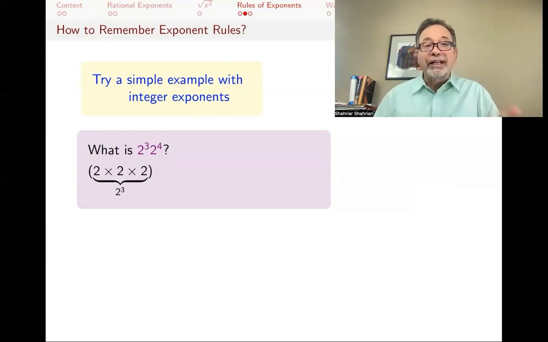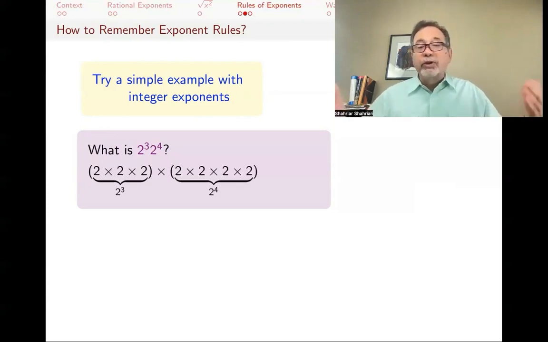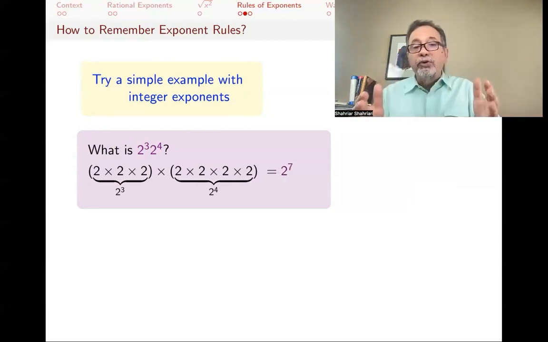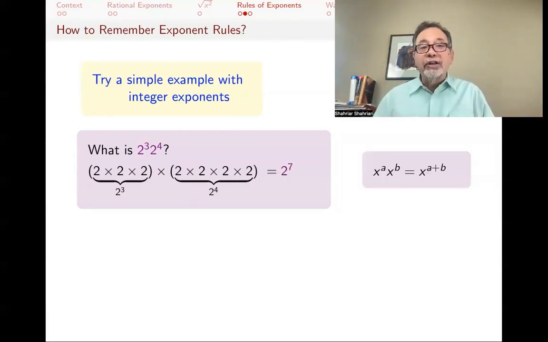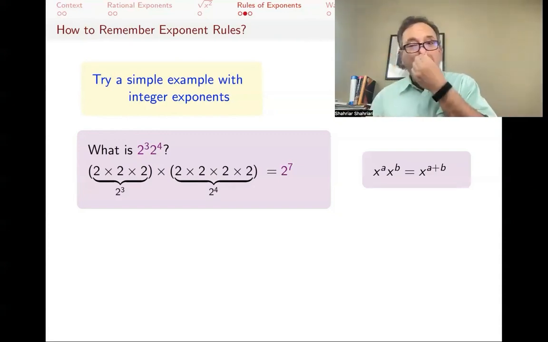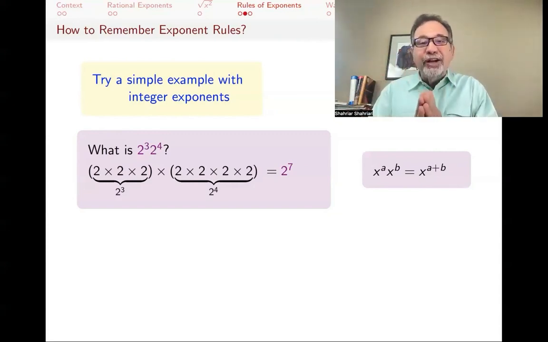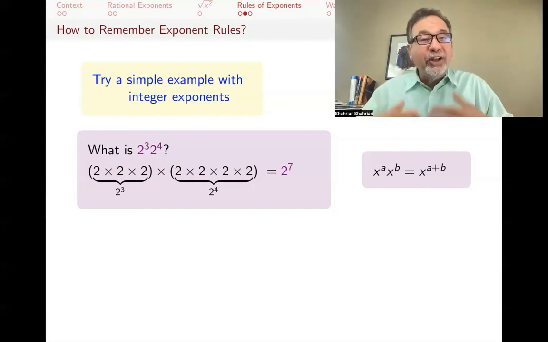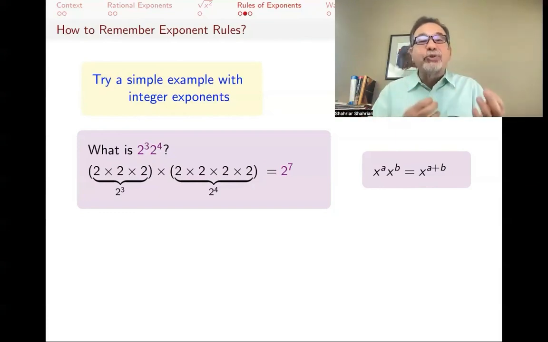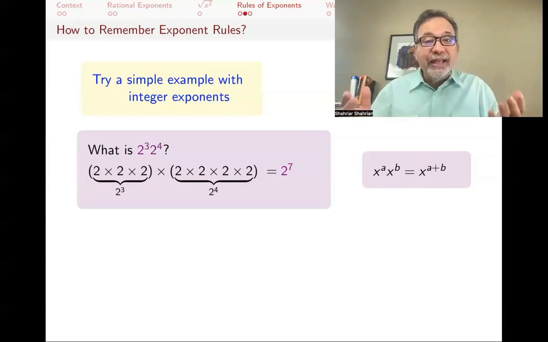3 2's multiplied. That's what 2 cubed means. What about 2 to the fourth? 2 times 2 times 2 times 2. But when you multiply all of them together, you get 2 to the seventh, because there were 3 2's and 4 2's. That makes 7 2's. That should remind you that x to the a times x to the b is x to the a plus b. Now, this is a little bit misleading because we tried this for integer exponents, in fact, positive integer exponents, and then we are declaring that it works for everything, and that actually does need a proof. But the magic is that it does work.